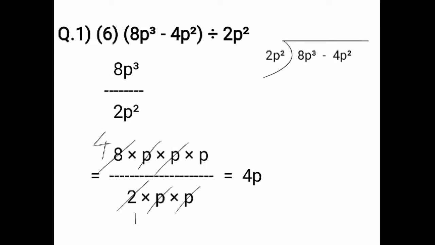When you divide 8p cube, that is a single term, by 2p square, you get the quotient 4p. Okay. You have to write the quotient here now. 8p cube divided by 2p square, you get the quotient 4p. Okay. 2p square into 4p is plus 8p cube, because plus into plus is plus.